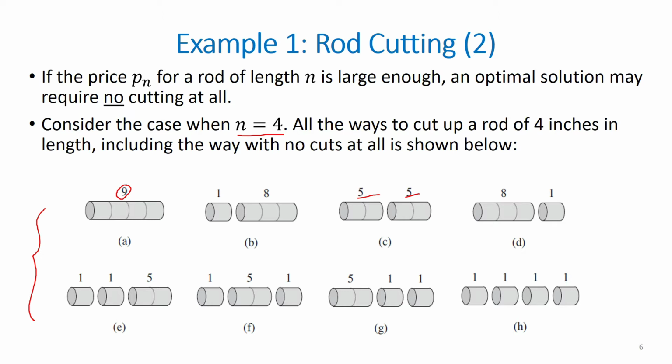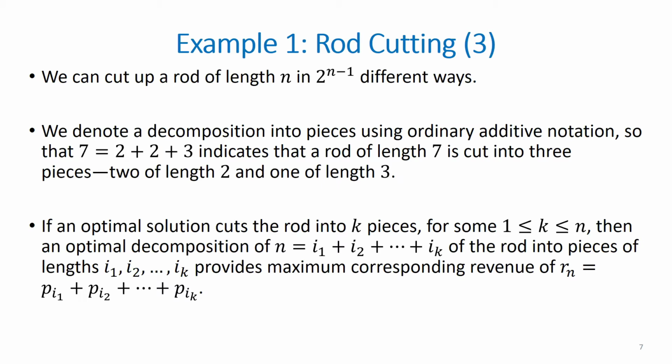This is more than the price of an intact 4-inch rod, which was $9 as shown in figure A. Therefore, our optimal solution would be to cut the 4-inch rod into 2 halves because it maximizes our revenue. We saw that any rod of length n inches can be cut up in 2 to the power n minus 1 different ways. So we independently decide to cut or not to cut the rod at some length i, starting from the left end of the rod. Here, i takes values starting from 1 to n minus 1.